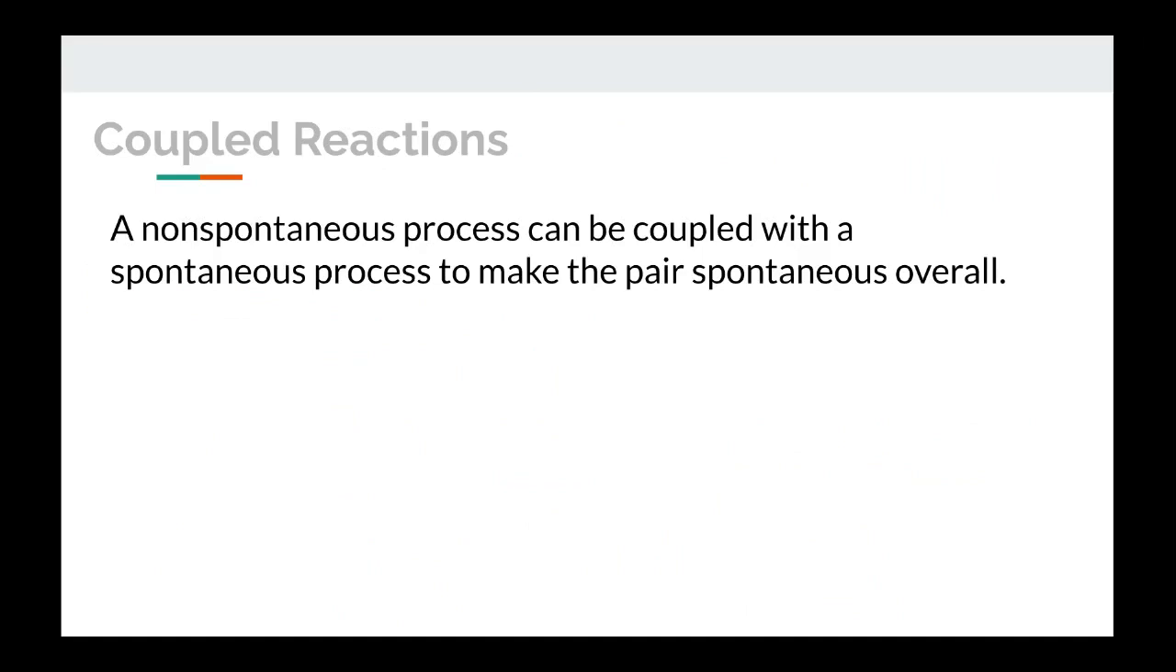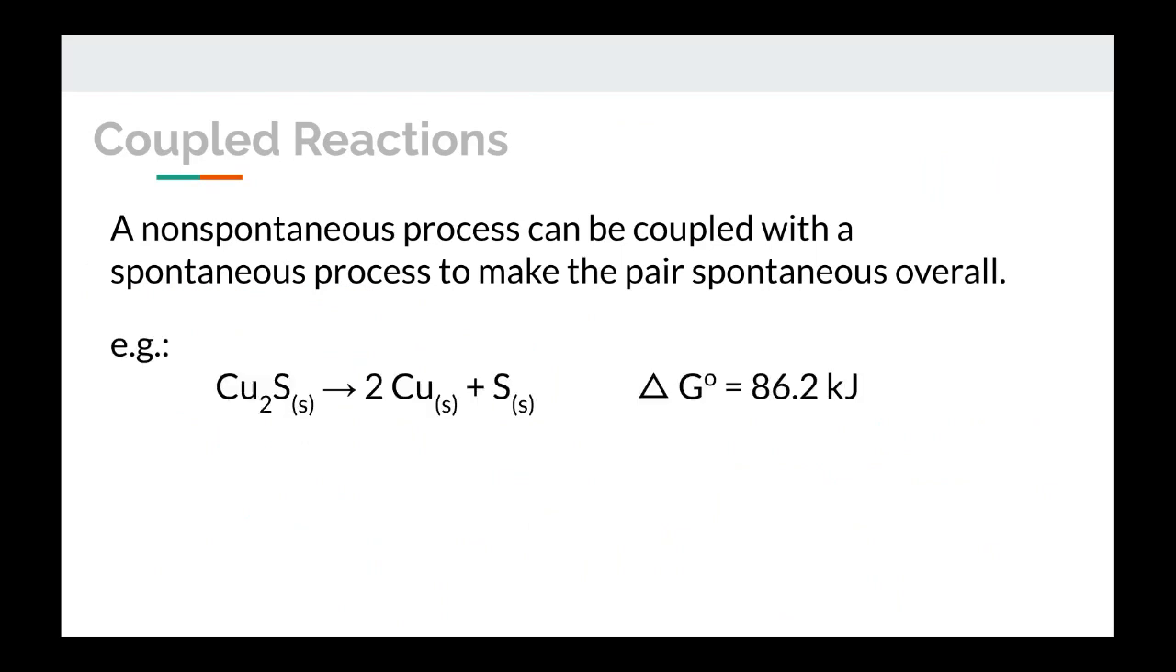One last topic for today, and that is coupling reactions. A non-spontaneous process can be coupled with a spontaneous process in a reaction where the two work together to make the overall reaction spontaneous. Here's an example. If you wanted to take copper 2 sulfide, which is present in lots of copper ores, and get pure copper out of it and separate the sulfur out, you couldn't do it spontaneously because delta G is a positive value, and that means it's not spontaneous.